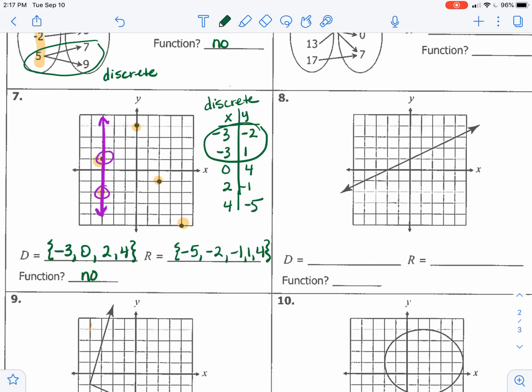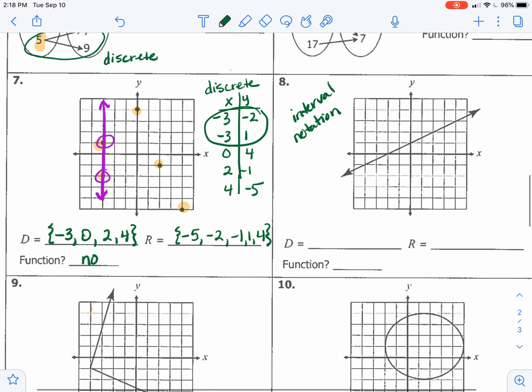When you go to do number 8, I'm just going to leave you with this. We have learned on the number line how to write interval notation. So think about what all x values are graphed and what all y values are graphed in order to get your domain and range. So again, I would use interval notation on this one. Just make a note here. Okay? 2 more.